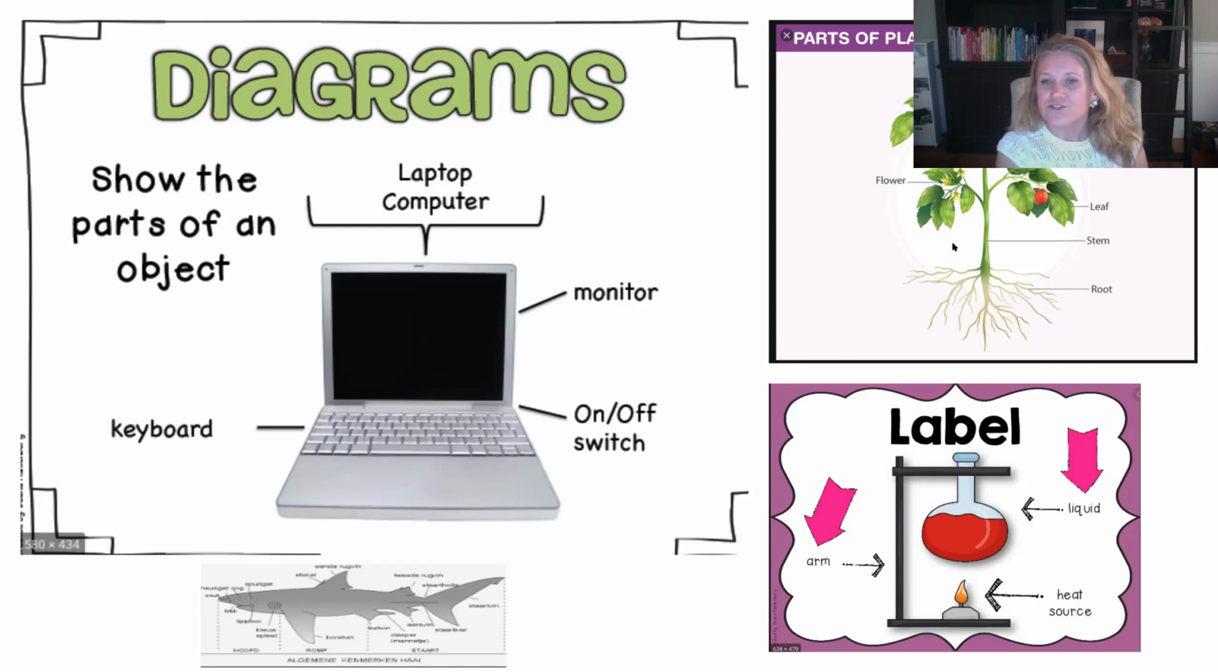I also provided you with a diagram of a plant. So it lists all the parts of the plant, the flower, the fruit, the leaf, the stem, and the roots. And here also tells us the labels. We have an arm, a heat source, and liquid.